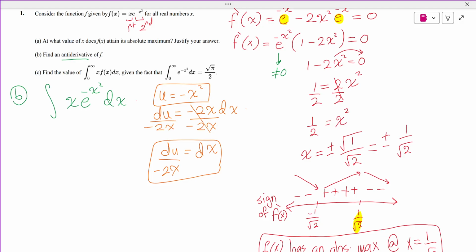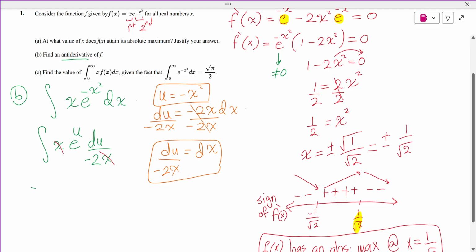Going back to the integral, we have the integral of x times e to the power of u. Instead of dx, we can write du over minus 2x. If you look at x, it will get cancelled, and there is 1 over negative 2, we can write it in front.